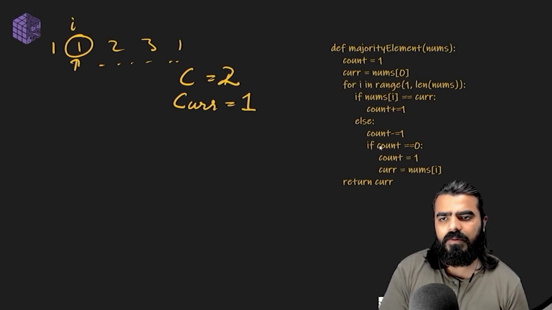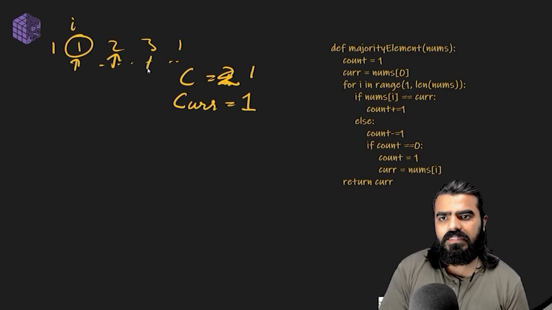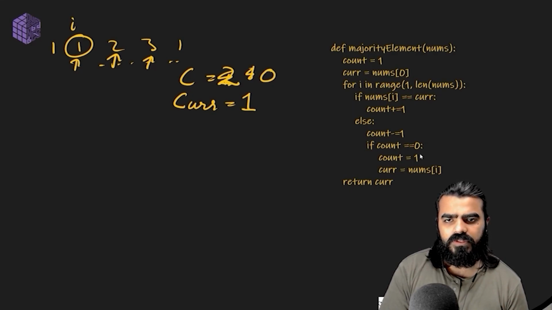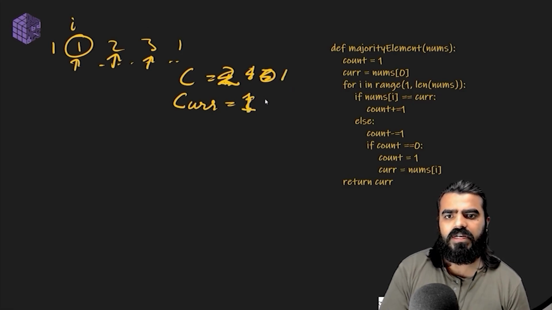Okay, the else part doesn't run this time, so we skip it. Next time, if nums I equal to current element, no, it is not equal. We go into else part, count is decreased, this will become 1. If count is equal to 0, no, so we skip this part for now. Moving ahead, if nums I equal to current, it is not equal, so we go into else, we decrease the count by one more, this becomes 0. If count equal to 0, yes, count is set to 1, and current equal to nums I, whatever is the current element, that becomes the contender now, 3.